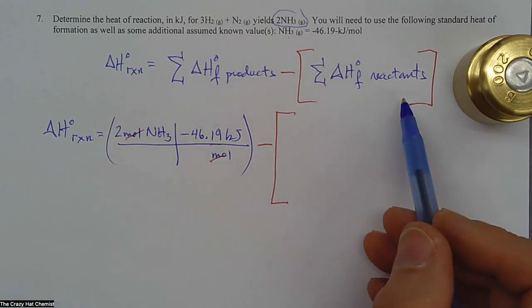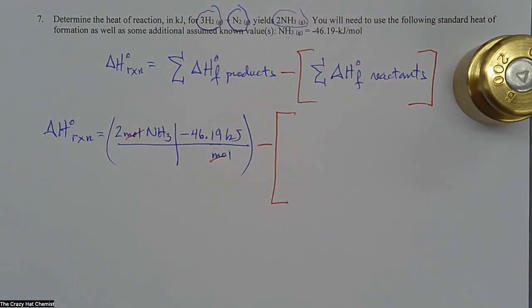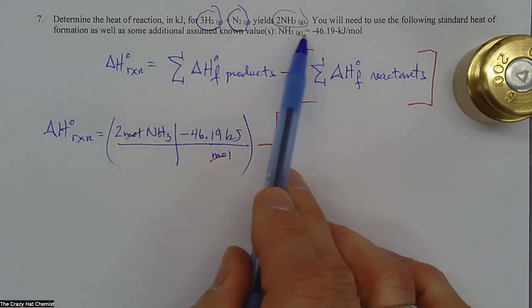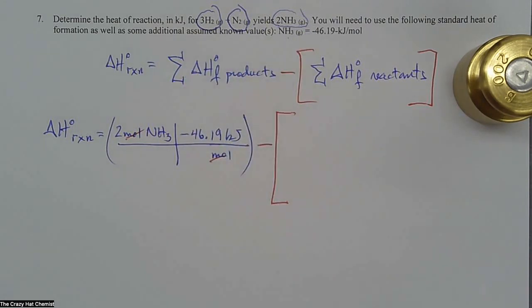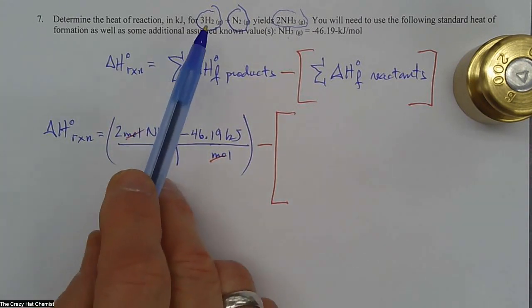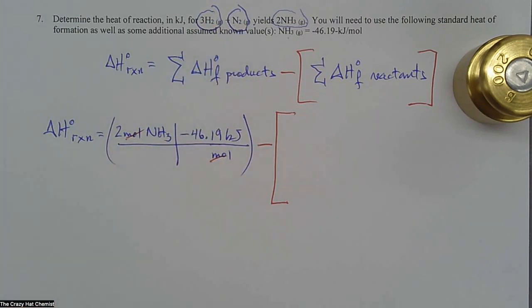All right. Minus the sum of the reactants. The reactants are hydrogen and nitrogen. And you were not given values for the enthalpy changes for the hydrogen and the nitrogen. Here's why. It's because both hydrogen and nitrogen are elements in their standard state. That is, hydrogen is a diatomic gas, and nitrogen is a diatomic gas. So that means that those values are 0. That makes this problem super, super simple.